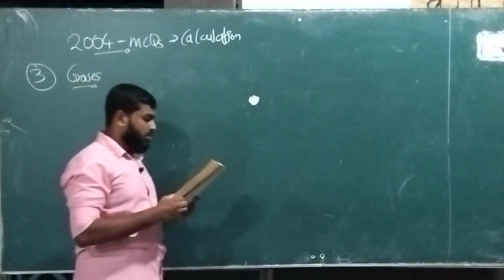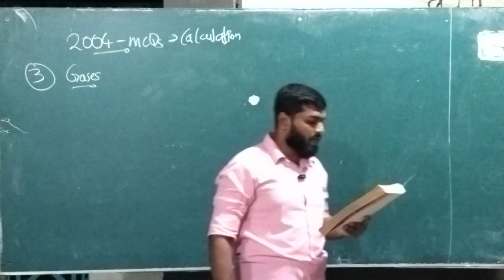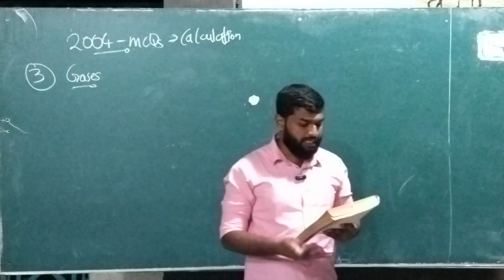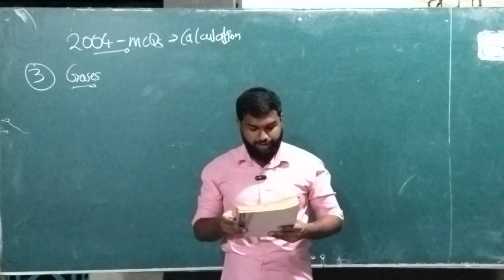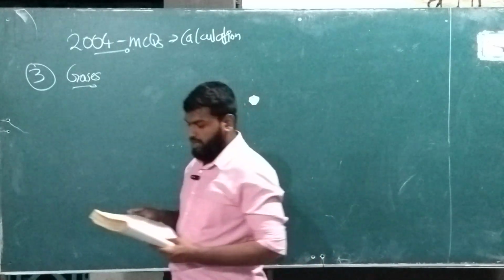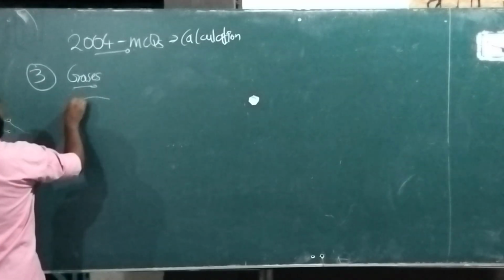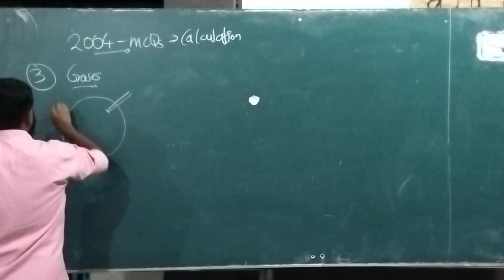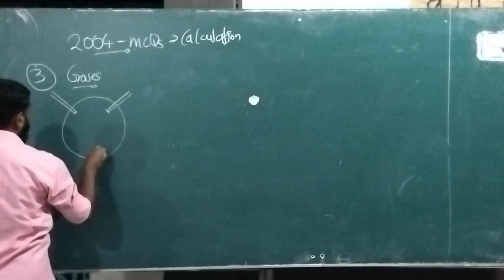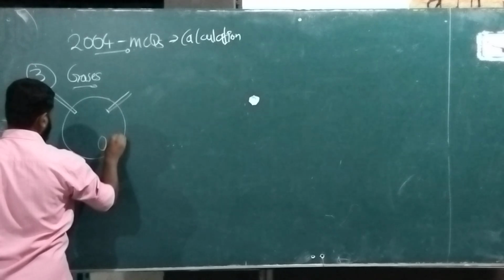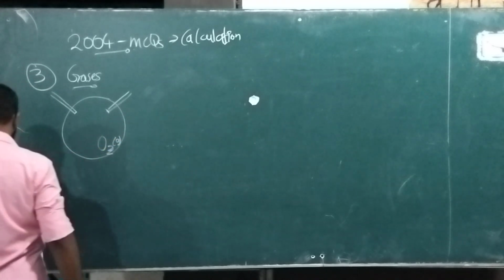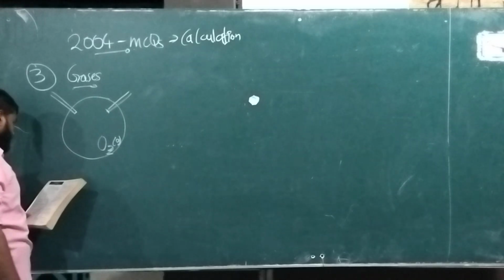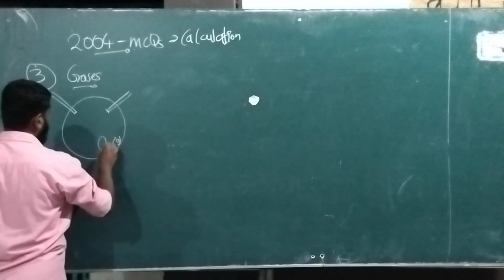Oxygen gas, O2 gas in a glass vessel is partially converted to O3 by means of an electrical discharge according to the following equation. Now you see, there's a vessel, and here you have your O2 gas.